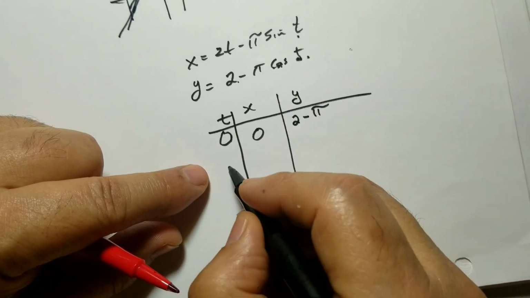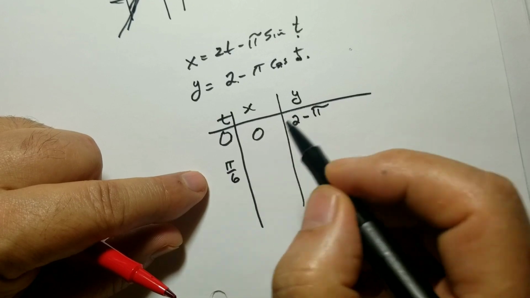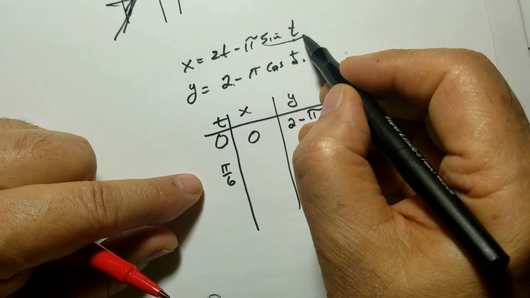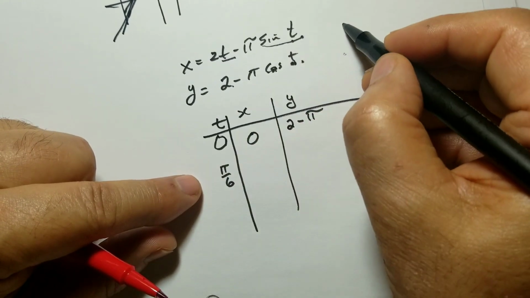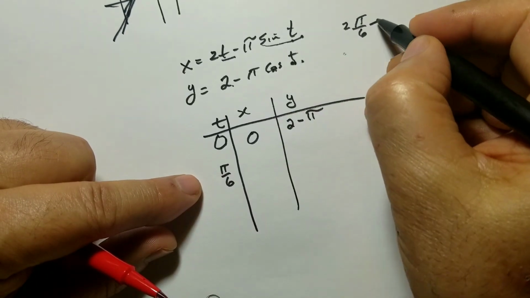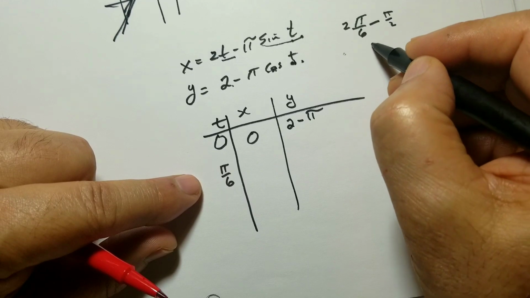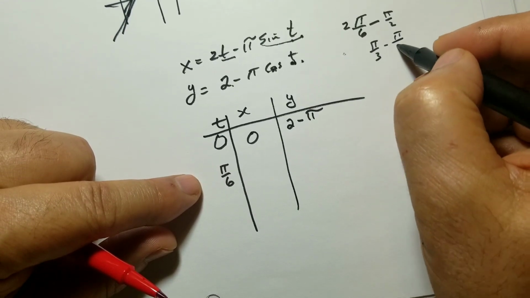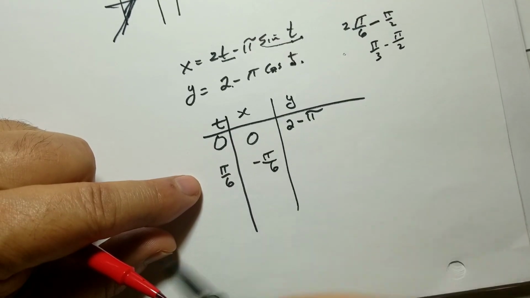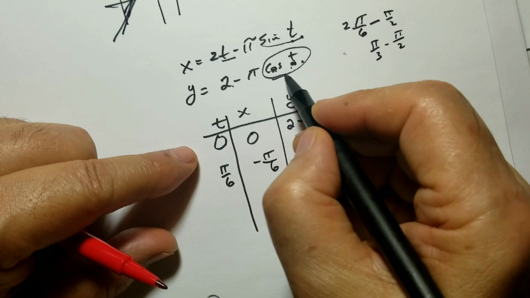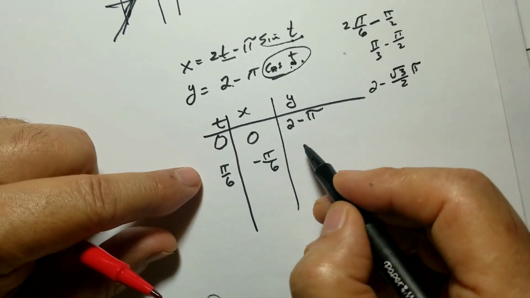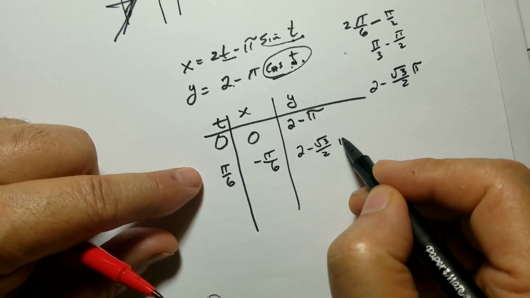What happens if t becomes pi over 6? Sine of pi over 6 becomes 1/2. That becomes 2 pi over 6 minus 1/2 pi over 2. Therefore, this becomes pi over 3 minus pi over 2. That's 60 degrees minus 90 degrees, which is negative pi over 6. But when I put pi over 6 into the y equation, cosine becomes radical 3 over 2 times pi, and 2 minus that becomes 2 minus the square root of 3 over 2 pi.